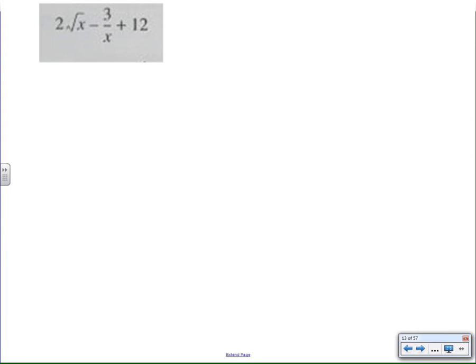So how does it work in the context of differentiating a function such as this one? The first thing we need to do is make sure the function is expressed in power form. In other words, the square root of x is actually x to the 1/2, and 3 over x can be expressed as 3x to the negative 1. And just as a reminder, x to the negative 1 equals 1 over x. I would ask you, why is that?